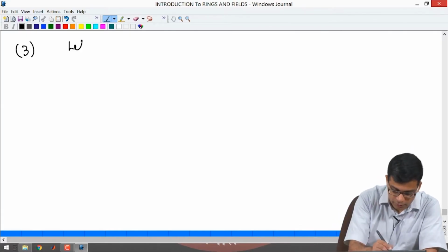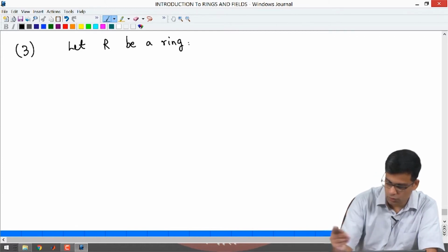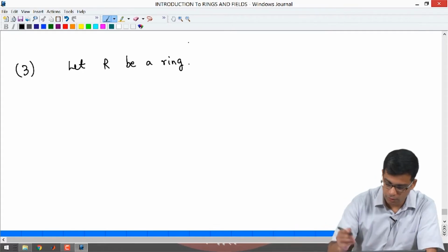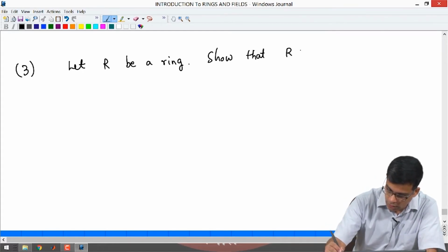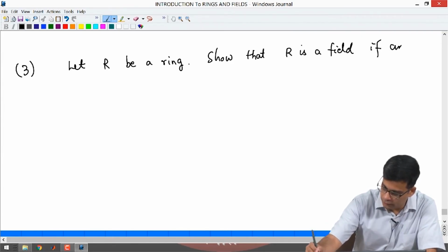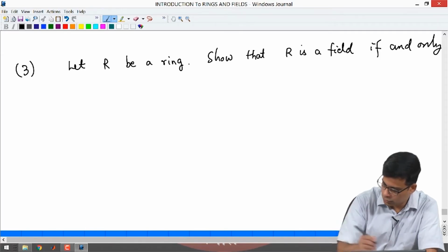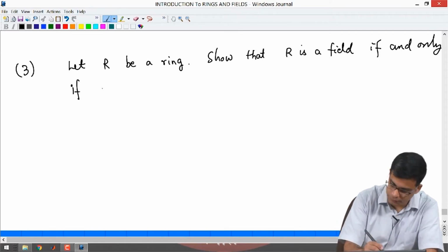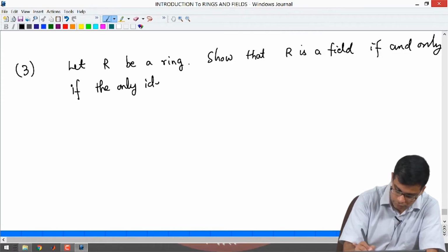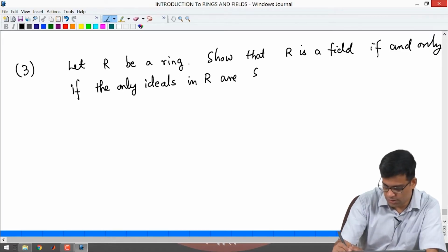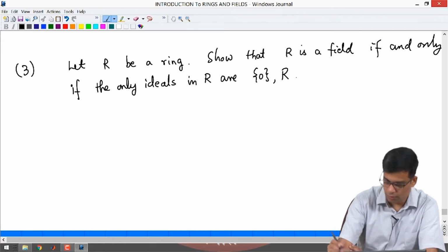Let R be any ring. Show that R is a field if and only if the only ideals in R are the 0 ideal and the full ring.